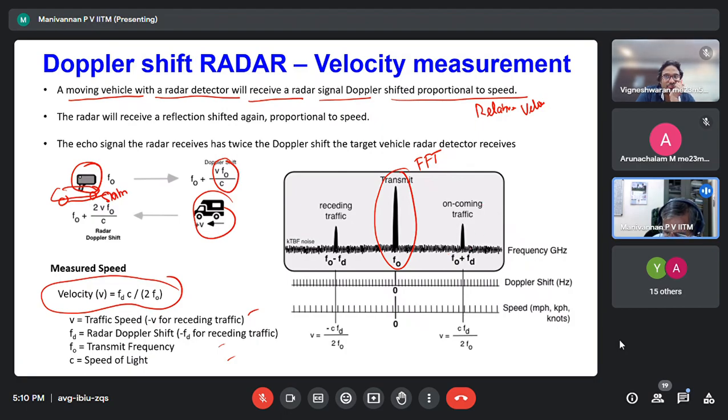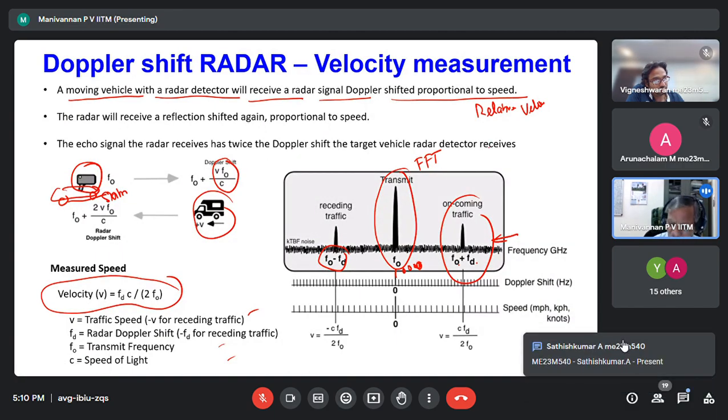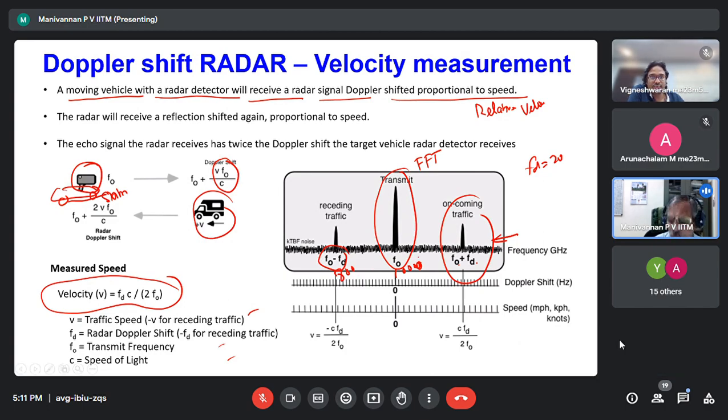This is the reflected frequency, correct? F0 plus FD if the vehicle is coming towards you. If the vehicle is going away, it will be F0 minus FD. This is 1000 hertz. It means if the vehicle is going at 50 kilometers per hour and the delta F, FD, equals 200, this will be 800 hertz. That means the vehicle is moving away from you. If it is coming to you, it will be 1200 hertz.